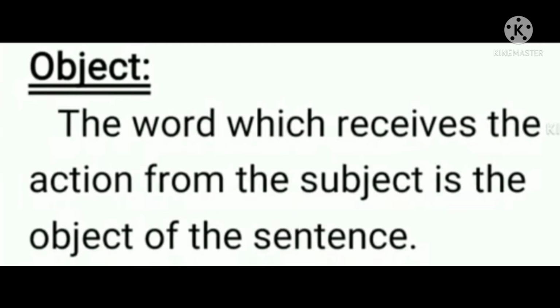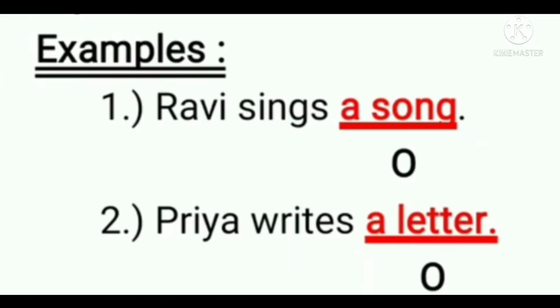The word which receives the action from the subject is the object of the sentence. Usually, the object appears after the verb. Look at these examples. Ravi sings a song. Priya writes a letter. Here, a song and a letter represent the object. Here, the verbs are sings and writes, and the object appears after the verb. Also, the object answers the question, what?